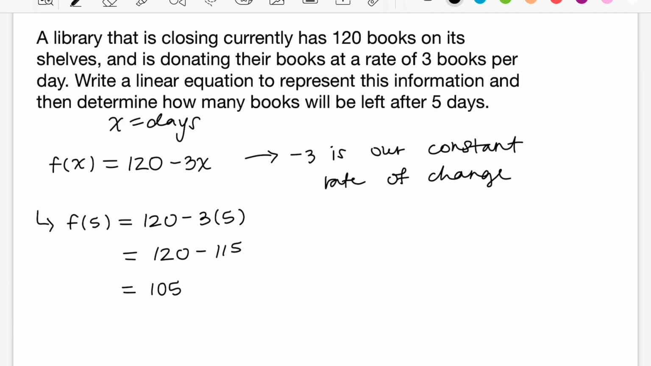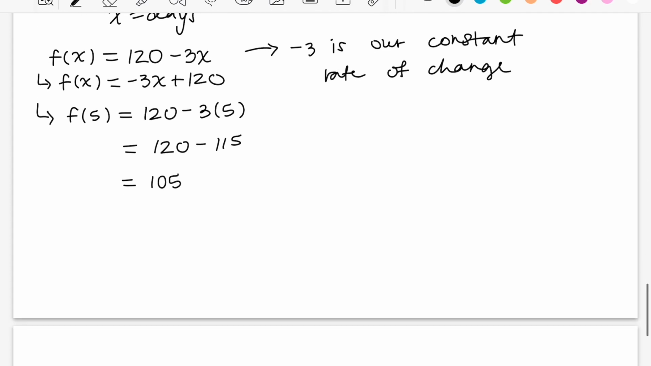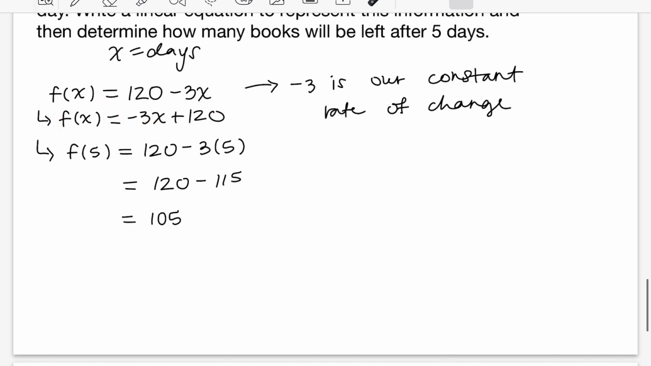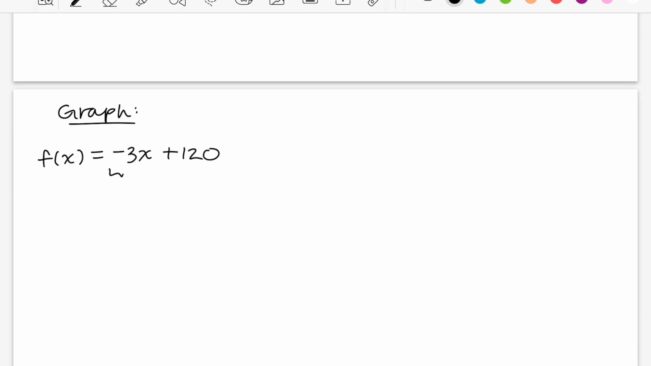All right, and then something else to note here is that in standard form, we'll write the 3x before the 120. Okay, and then with that being said, we'll use the fact that we have an equation in slope-intercept form to graph it. So let's go down here. So we have our equation, f of x is equal to minus 3x plus 120. And we know that this minus 3 here is the slope. We have a negative slope. And this value 120 here is our y-intercept.